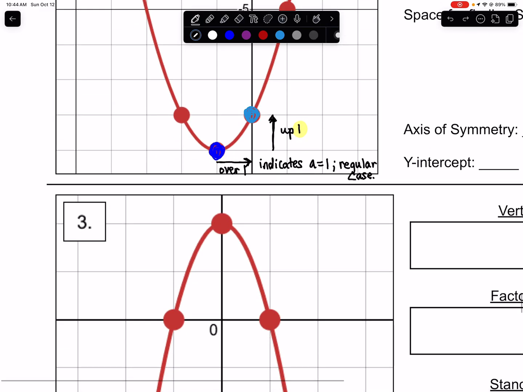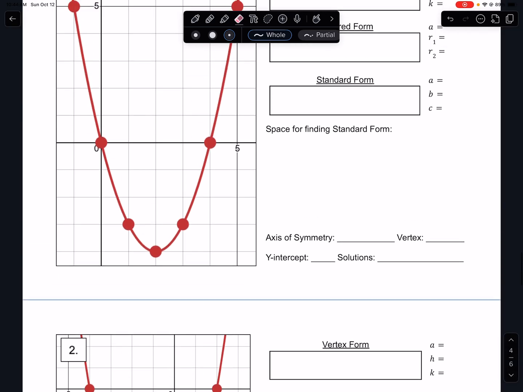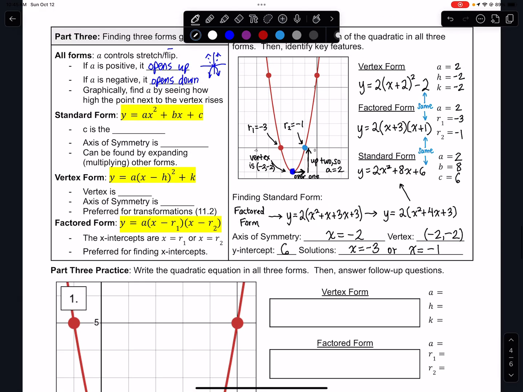This one you can see it's not, because if you go over 1, we go down a quantity of 2 boxes. So A is negative 2. So it's just however many boxes you go up or down on the point next to the vertex. It's just a little trick that you can use. We could solve for it with an equation, but honestly, that's too much. We're not going to do all that right now. We're trying to focus on the formulas. Okay.